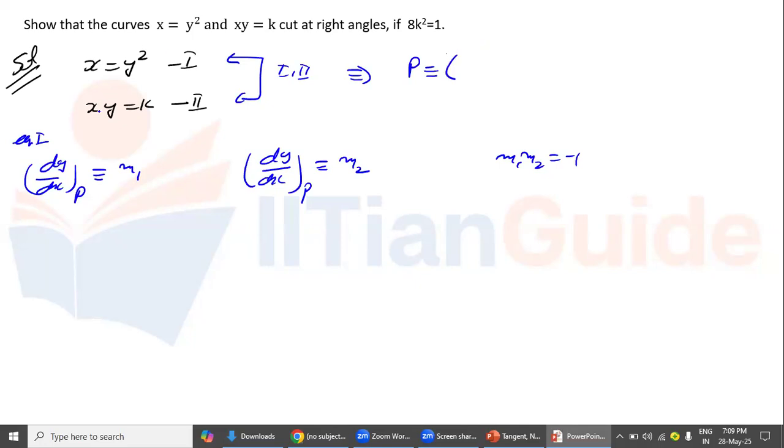If I put x to be y square in the second equation, I'm getting y cube to be k, or the value of the y coordinate will be k power 1 by 3, and x coordinate will be k power 2 by 3. Okay, differentiate the first one.